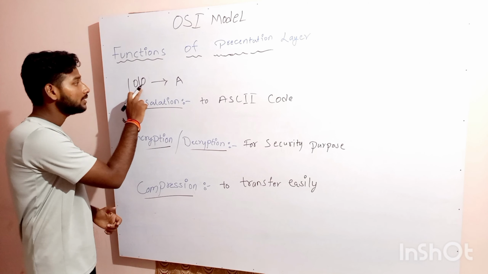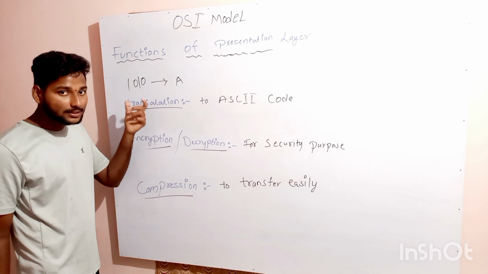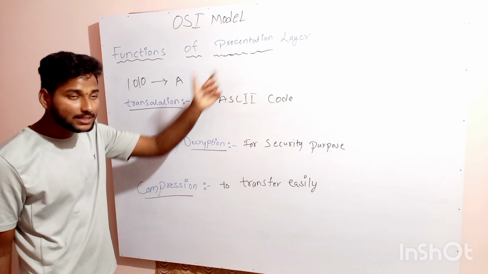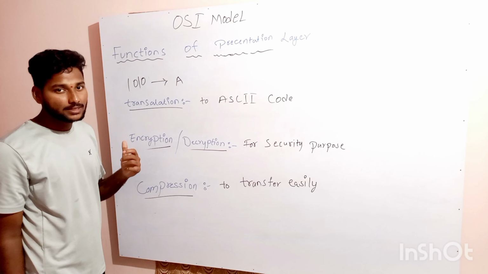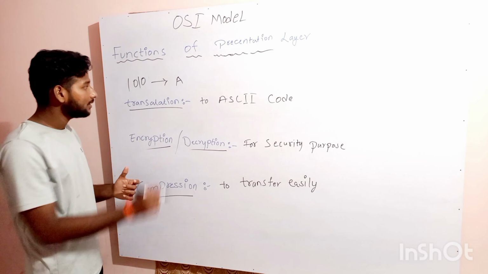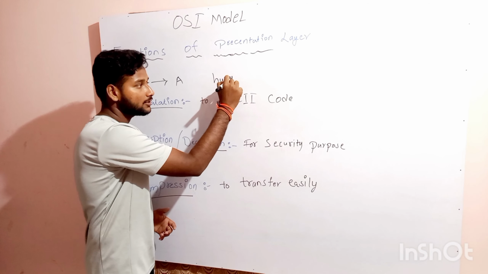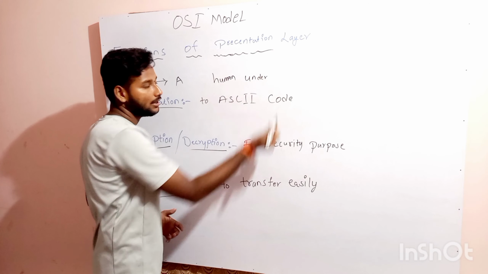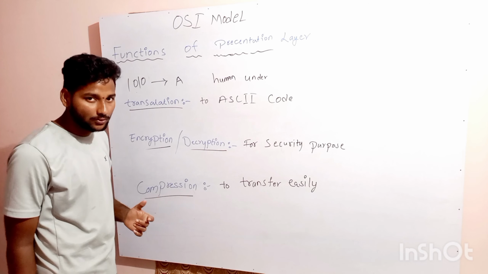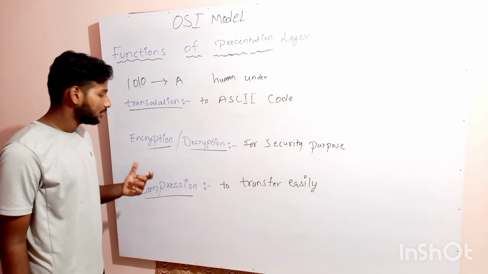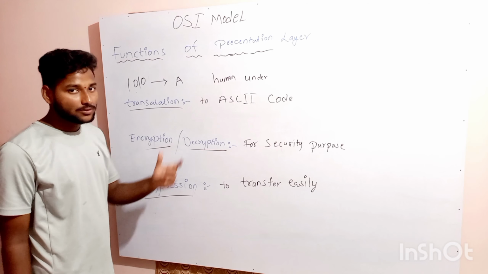First, at the physical layer on the sender side, it is in the form of binary digits, and it can be represented by the presentation layer in the form of A. This happens at the presentation layer: all data in binary form is presented in a human-understandable form. Translation means converting the binary code into ASCII code or user-understandable code, that is, presenting the binary data as normal ASCII data.